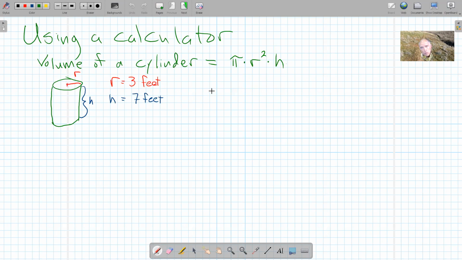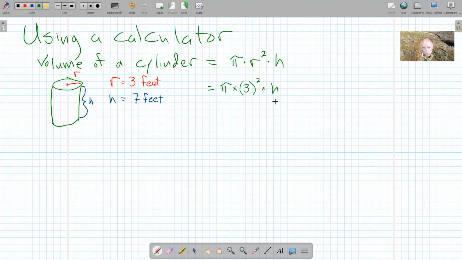Usually before I hit a spreadsheet to do something, I write down what I need to do. So let's see, I need pi, I need to multiply by, and the radius is 3. Sometimes you have to put what you're plugging in parentheses. It depends on the problem. And then raise that to the second power, and then times the height.